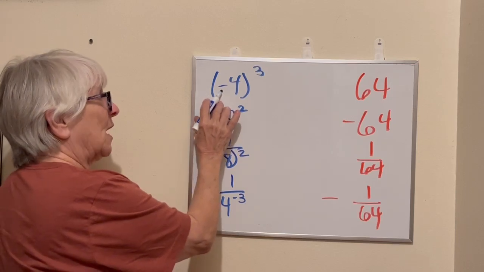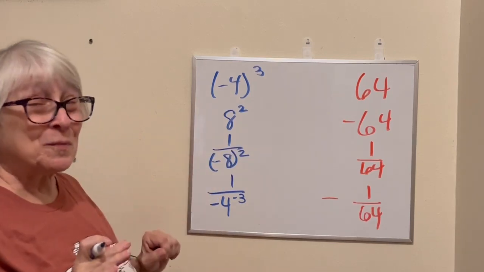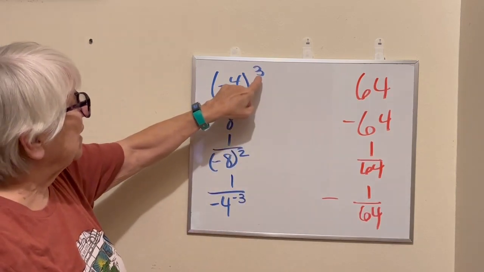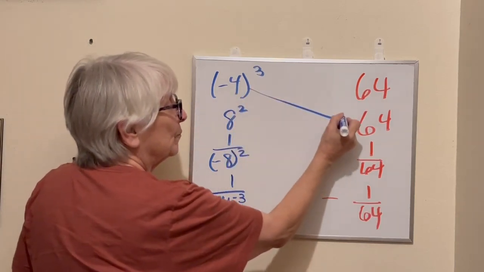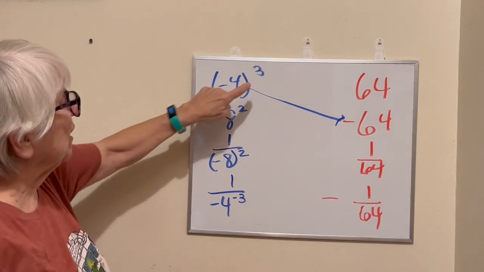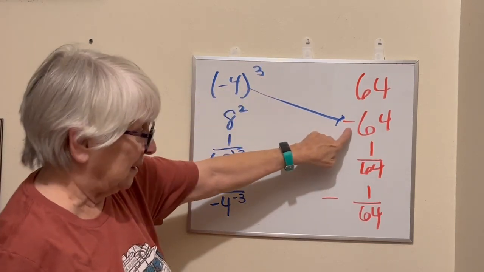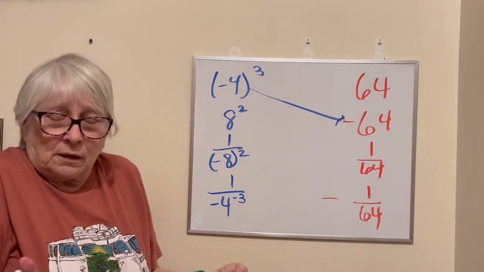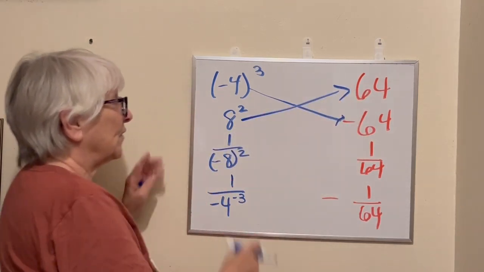So this is a negative sign in parentheses to the 3rd power. That means the answer is going to be negative. So it has to be either this one or this one. But it's to the positive 3rd power, and 4 to the 3rd power is 64. So there, it's that one. The negative sign is there because it's to an odd number. A negative sign raised to an odd number is still negative. This is 8 squared. You've known what 8 squared is for a while. 8 squared is 64. And there it is right there. So we've got 2 problems, 2 answers.